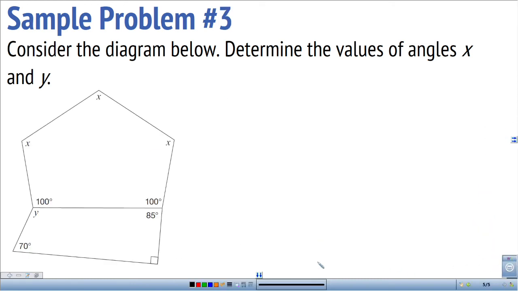Okay, let's try this last problem here. So here's another diagram. Let's find the values of angles x and y. So one more time, feel free to pause the video and give it a try, and then press play when you're ready to see a solution.